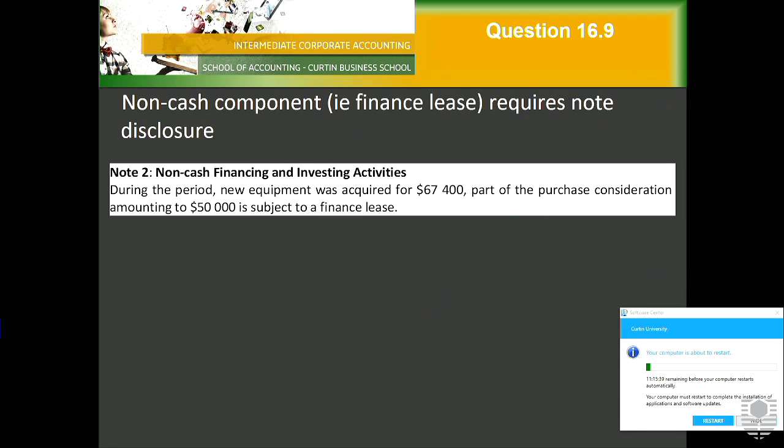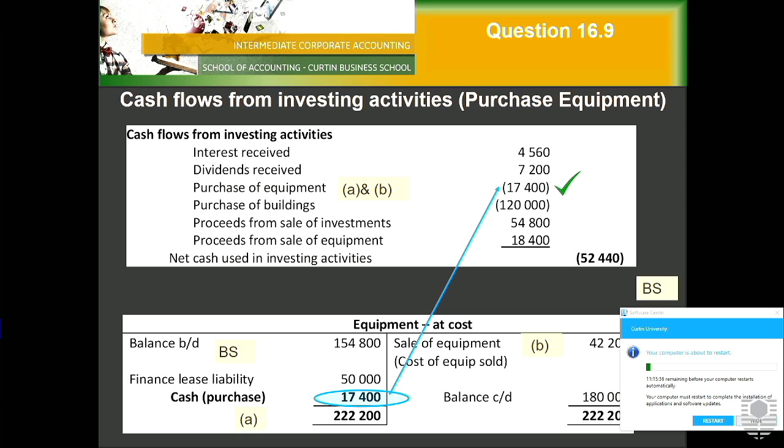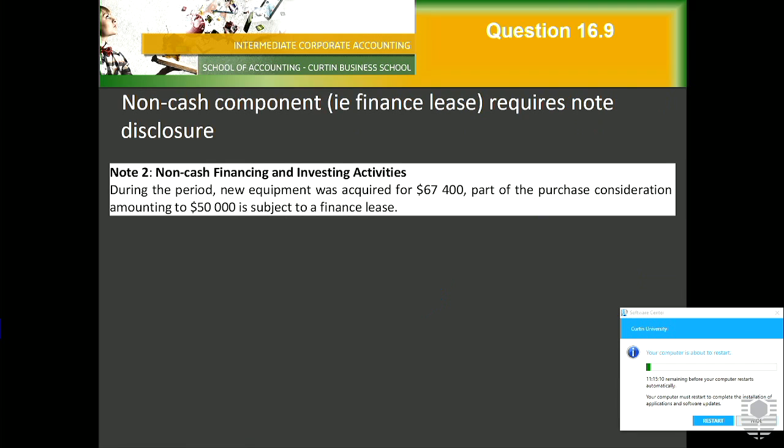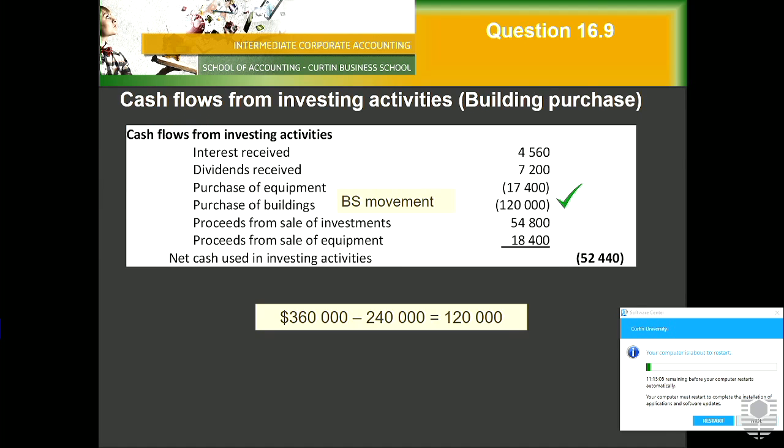Okay, purchase of building. Remember we looked at it right at the beginning, there was a movement in the building account. If you go back to that building account, it went from 240 to 360. Therefore, we must have purchased 120,000. So we've got an outflow there, and notice how we've got brackets around that 120,000. Then we're going to have a look at our proceeds from investments and our proceeds from sale of equipment. We also need to do a note disclosure for that finance lease, for that $50,000.